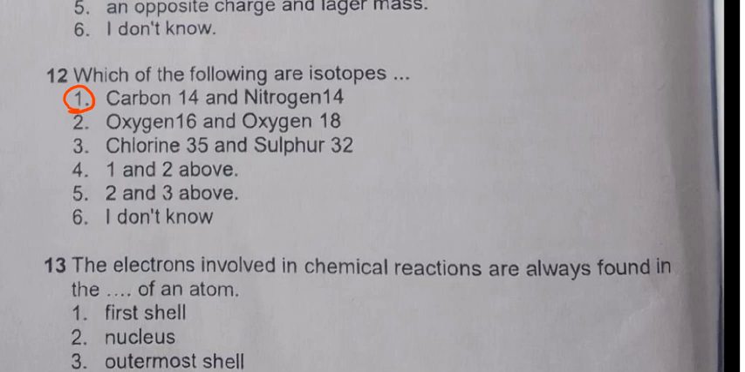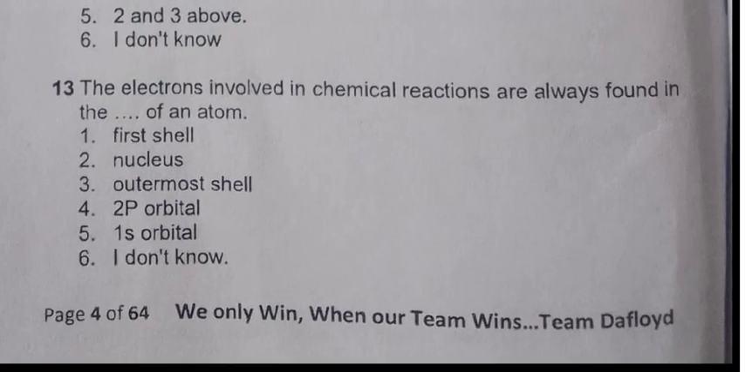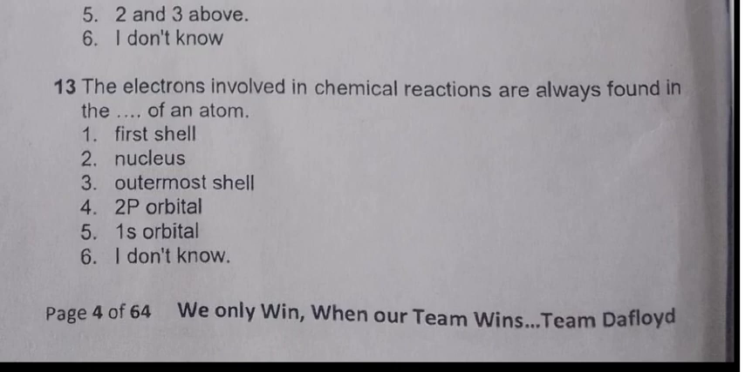So let's go to question 13, which says, the electrons involved in chemical reactions are always found in the dash of an atom. So the electrons that are involved are always found in the outermost shell. So answers we have first shell, 2 nucleus, 3 outermost shell, 4 2p orbital, then 5 first orbital. So the best answer here is outermost shell, 3. Let's go to the next question.